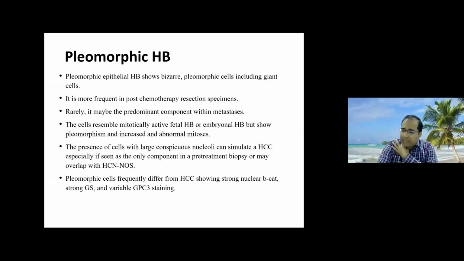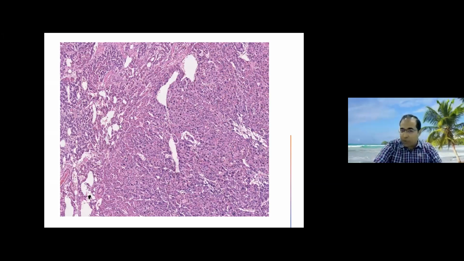Pleomorphic again is a hepatoblastoma. Again, they may show they are like fetal or embryonal, but they show nuclei. They have eosinophilic cytoplasm, and they show a lot of pleomorphism, and they can also show increased mitotic activity and conspicuous nucleoli, and they may look like SCC. Sometimes it can be very difficult to suggest that you are dealing with hepatoblastoma or SCC. Mostly you see these cells post chemotherapy, so they are considered a part of post chemotherapy in a tumor spectrum. And you can see here the pleomorphic pattern of the tumor.